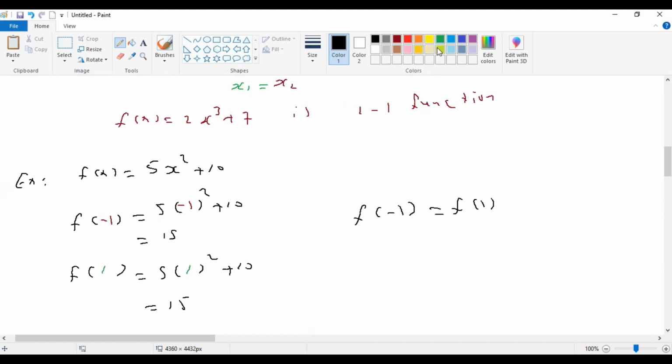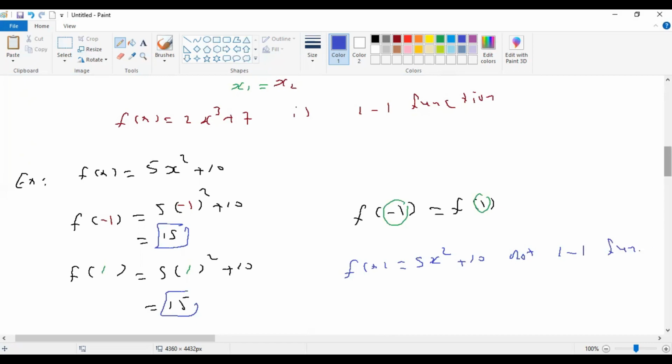But we have x1 not equal to x2. f of x1 equal to f of x2, both of them are 15, but 1 is not equal to -1. So the function f of x equals 5x squared plus 10 is not one-to-one.